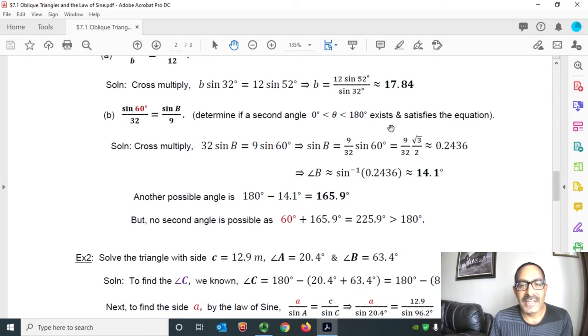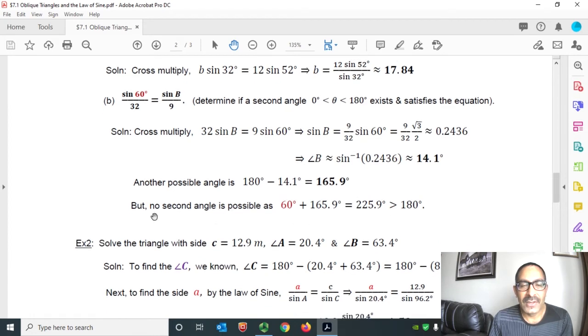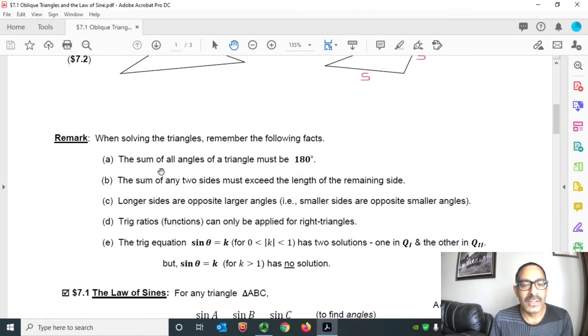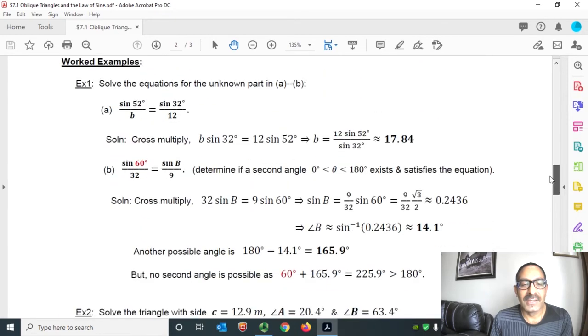Then the last part here, the question also asks us to determine if a second angle between 0 and 180 degree exists and satisfies the equation. But the answer here is no, a second angle is not possible because 60 degree is already given to us. So 60 degree plus 165.9 degree turns out to be greater than 180 degree. It violates note number 1 that I gave you earlier. The sum of all angles of a triangle must be 180 degrees. So then no second possibility exists.